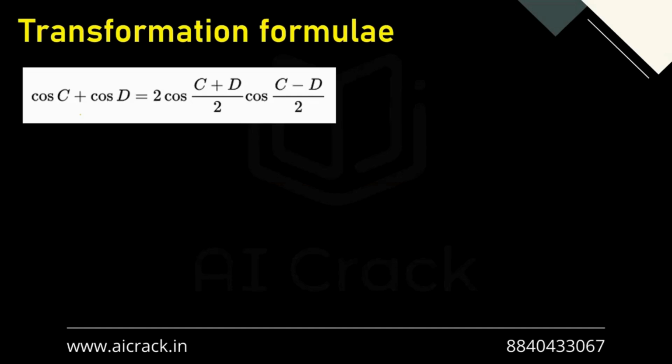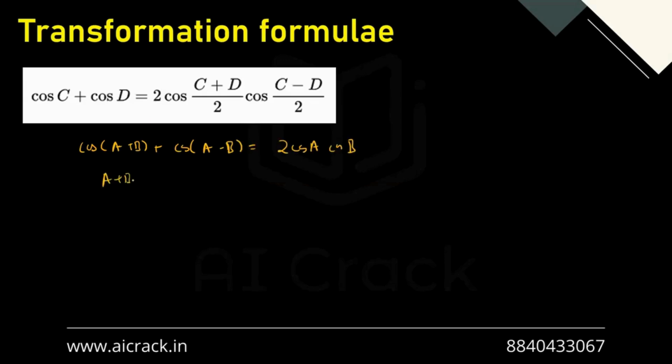Cos of C plus cos D equals 2 cos C plus D by 2 cos of C minus D by 2. Exactly the same process, right? We don't have to do anything different over here. So the basic setup was cos of A plus B plus cos of A minus B equals 2 cos A cos B. Same set of derivation, right?